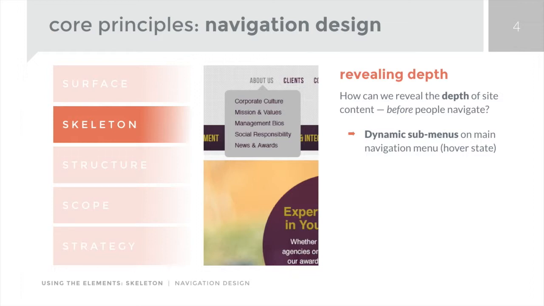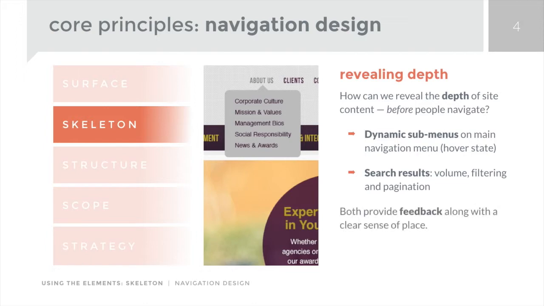The second way is by search results, and that includes the volume of results, how you filter those results, and how you move through those results in terms of pagination. Both of those things provide feedback, which is incredibly, incredibly important. There's an obvious result that comes from action. Information is delivered when requested. You also get a very clear sense of place. You get a sense of how much there is. When you see those page numbers at the bottom of a Google search result, you have an immediate sense of how much potential stuff there is that you may or may not want to deal with.